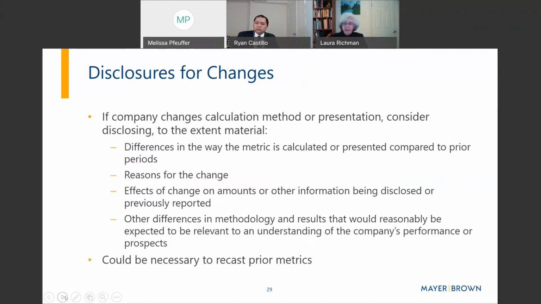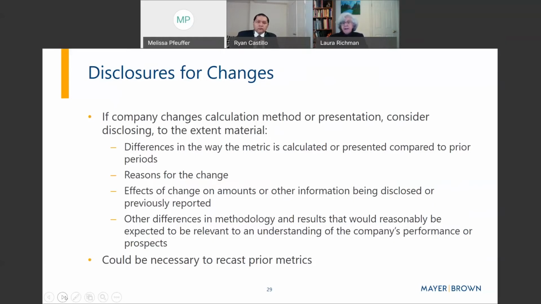So if a company changes the way it calculates or presents a metric from one period to another, if it's material, it needs to consider disclosing the differences in the way the calculation is made or presented from prior periods and the reason for the change and the effects of the change on the amounts or other information presented, and other differences in methodology that could be relevant to understanding the performance.